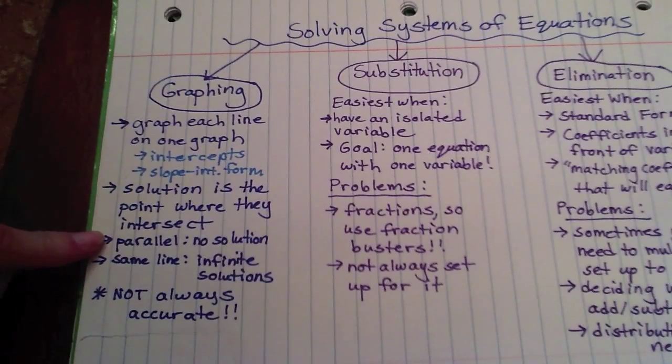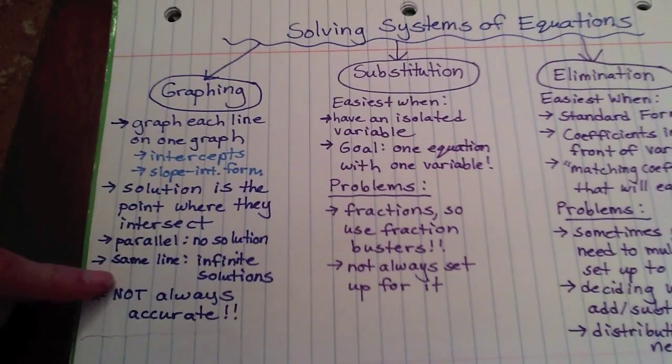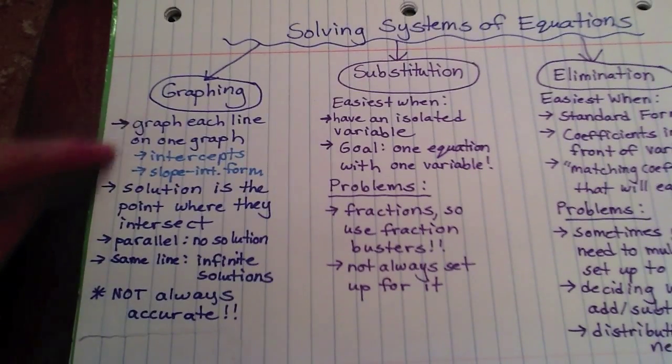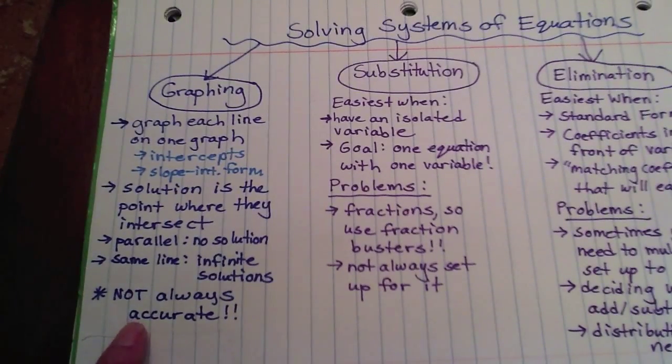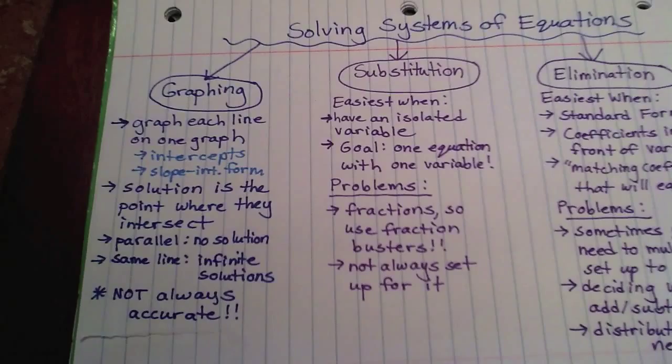Remember, parallel lines are never going to have a solution. Same lines are going to have infinite solutions. One problem with graphing to find answers is it's not always accurate because sometimes you have to guess or estimate a decimal answer. They don't always cross at a perfect integer. Hit pause, hit play when you're ready to talk about substitution.